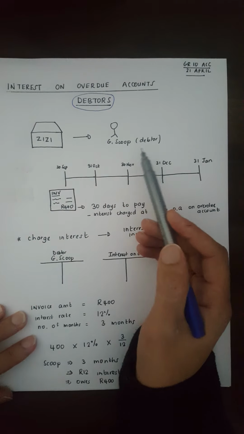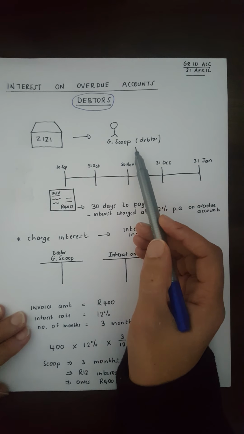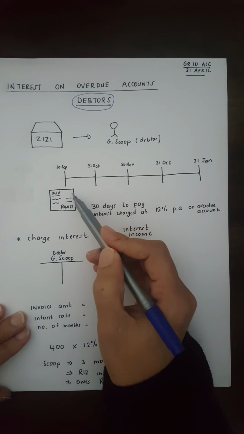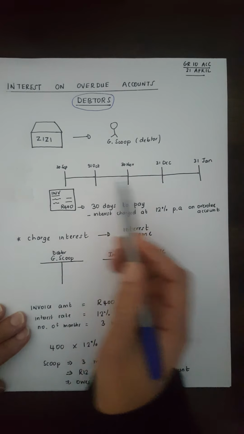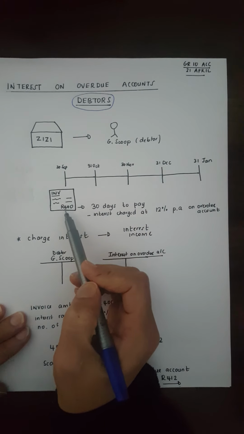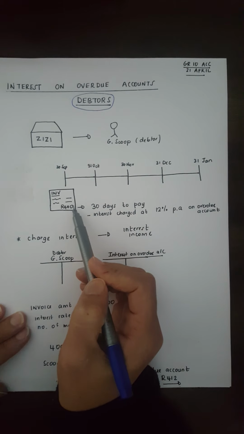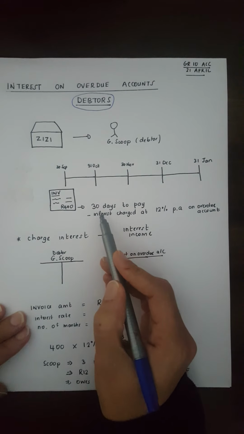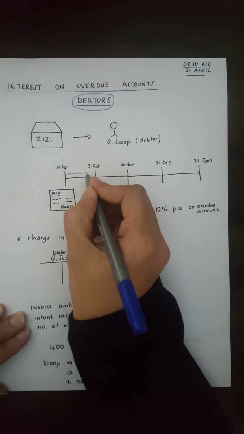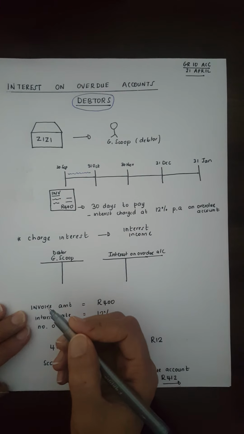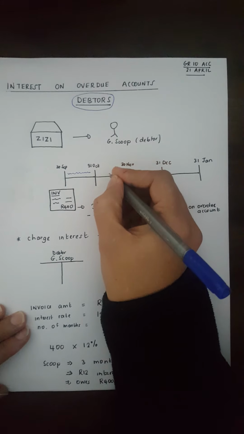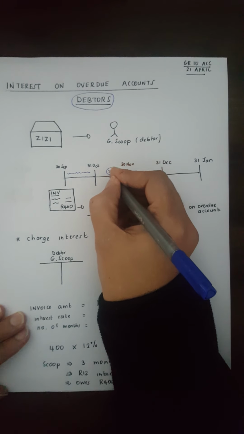If we follow this transaction, this debtor, G Scope, came to ZZ Traders and bought on an invoice for 400 Rand. I've worked backwards and calculated the dates for the interest. So on the 30th of September, 400 Rand. The invoice tells him that he has 30 days to pay. This means from the 30th of September to the 31st of October, he must pay his invoice.